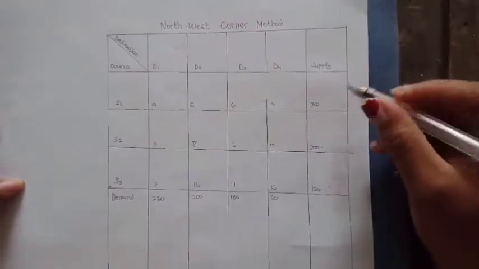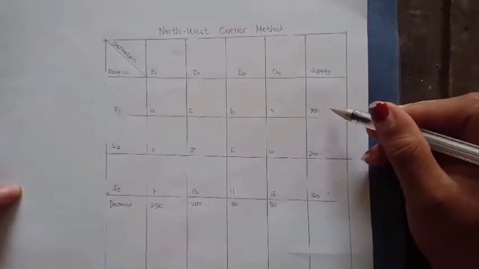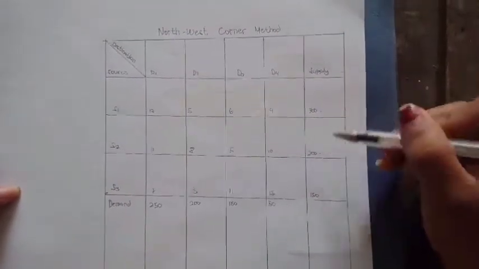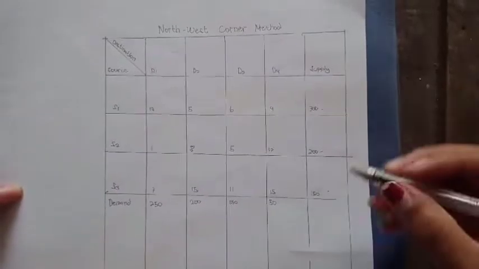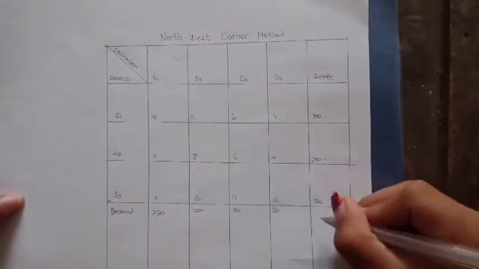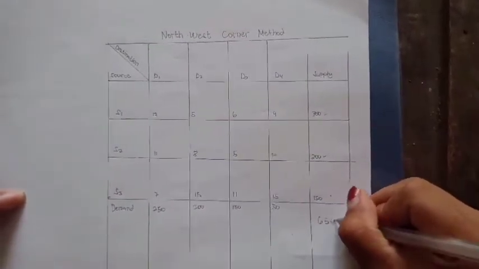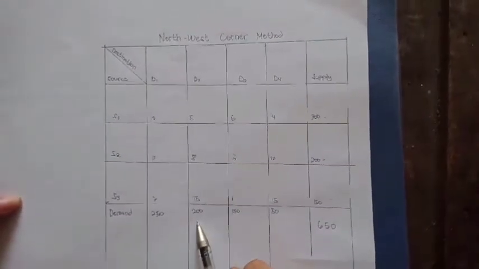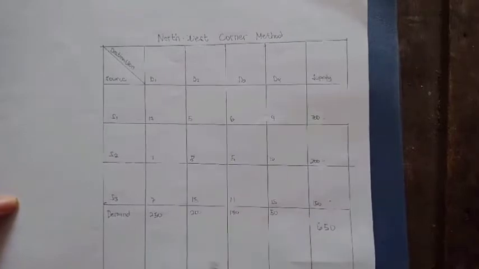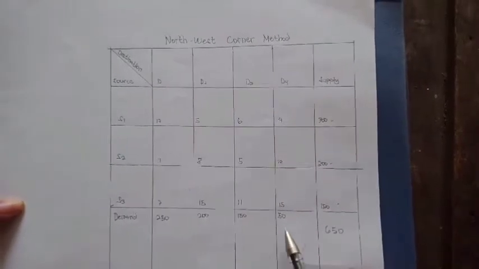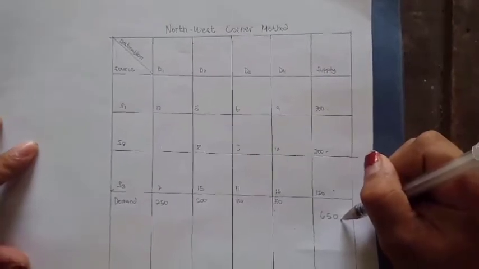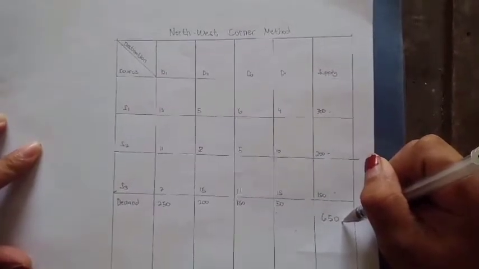So, we need to calculate our total supply and demand. 300 plus 200 is 500, plus 150 is 650. And we have 250 plus 200 is 450, and we have 150 and 50, which equals 650. So we have a balanced transportation problem.